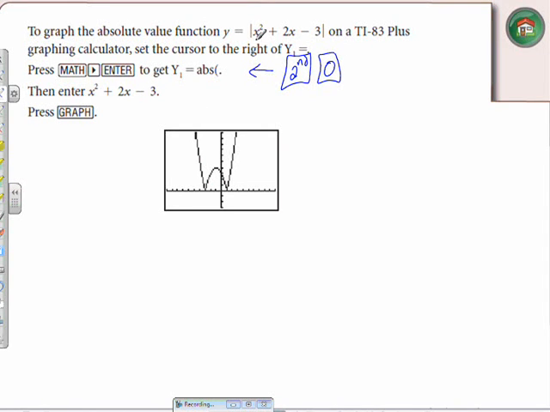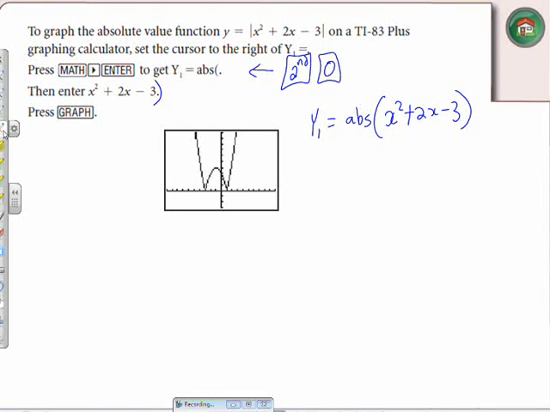Then put in the rest of your things. So you're saying the absolute value of this. It's a good idea to close your brackets at the end. So it should look like under y1 equals abs bracket x squared plus 2x minus 3 bracket. Graph that, and you will see the absolute value where it bumps it, reflects it back and up into the positives.